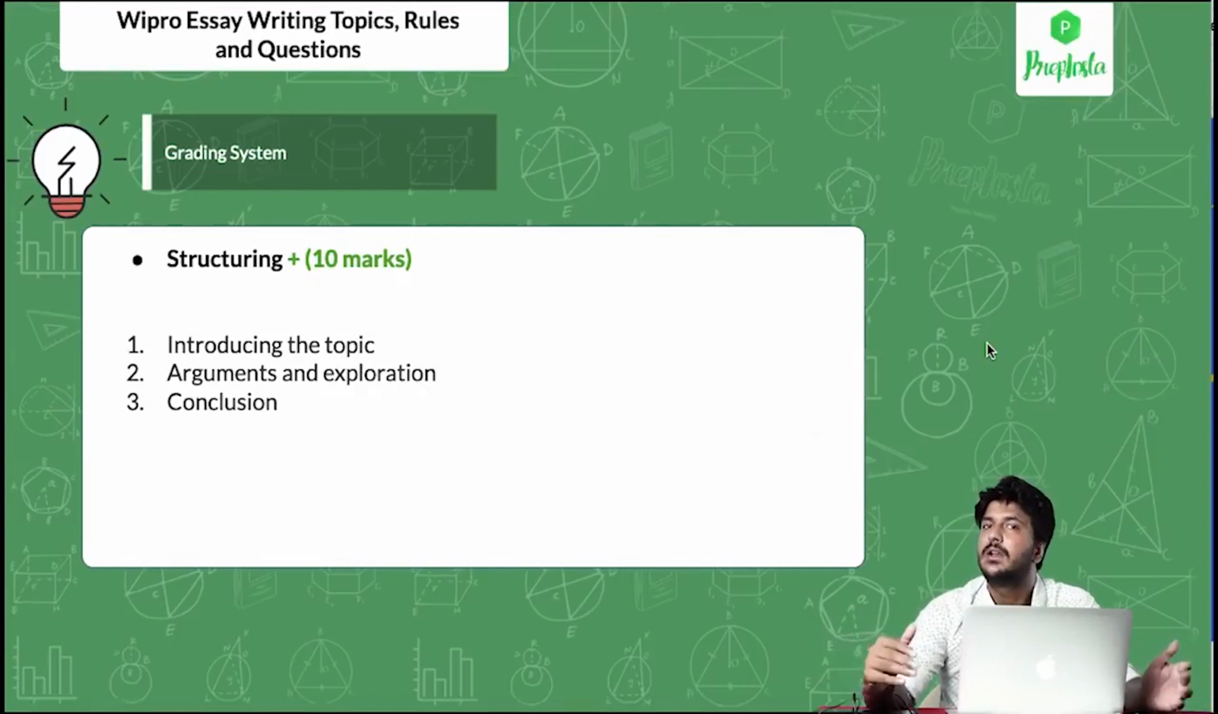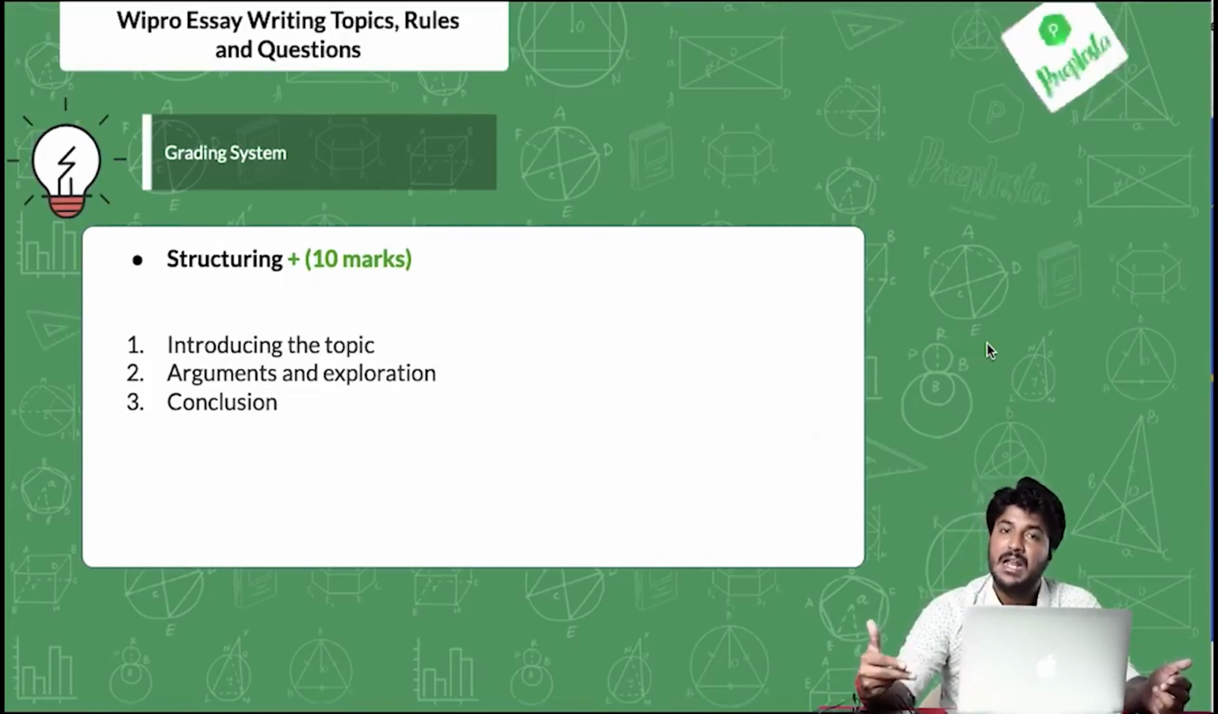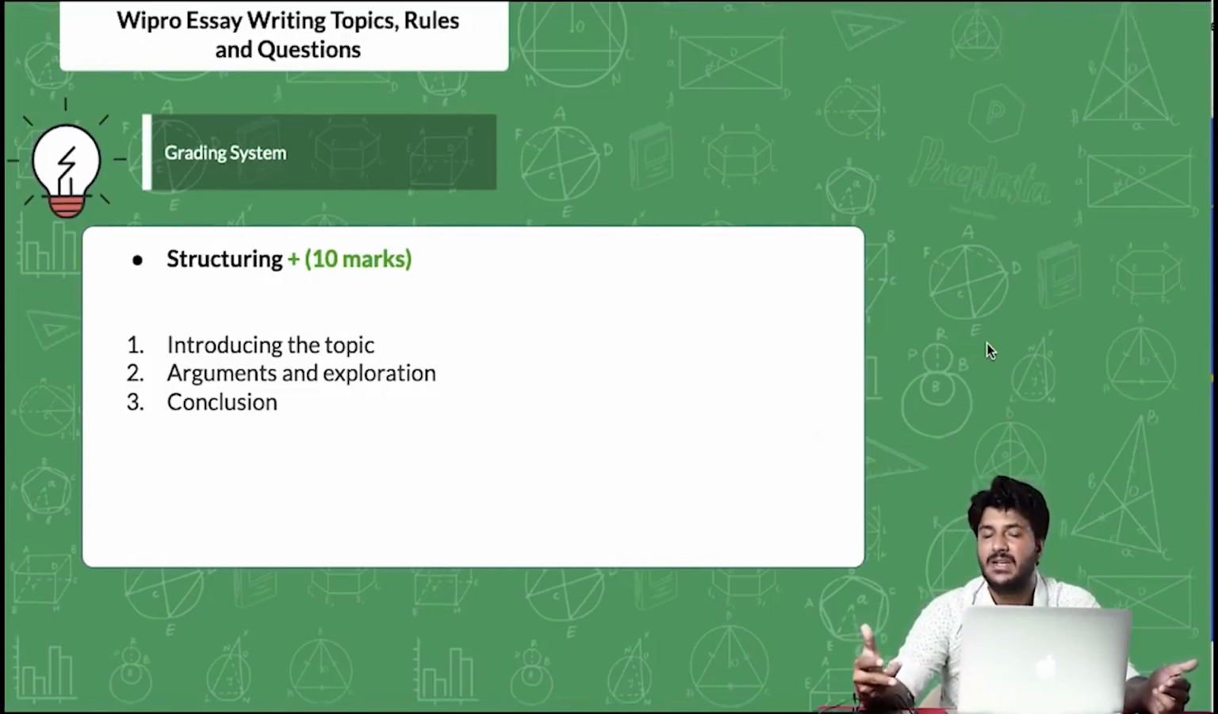You can say positives and negatives in the argument and exploration section, but at the conclusion, you have to be definitive. In the conclusion, you cannot say demonetization was a mixed feeling, or demonetization was also good, was also bad.